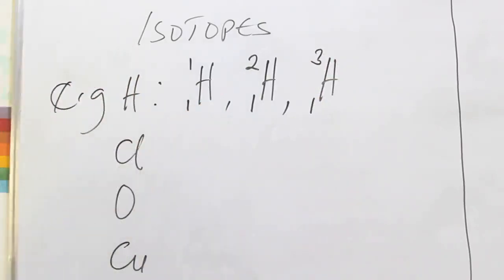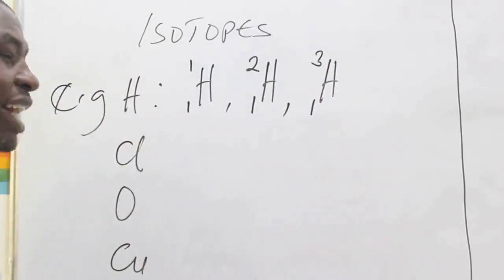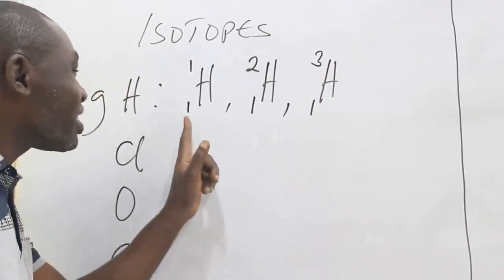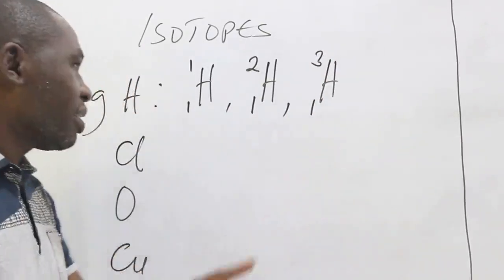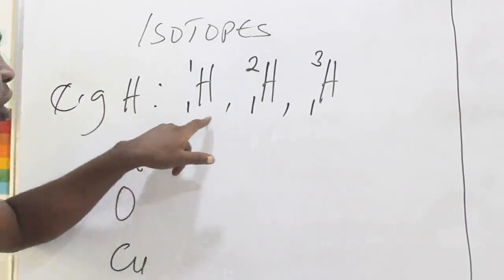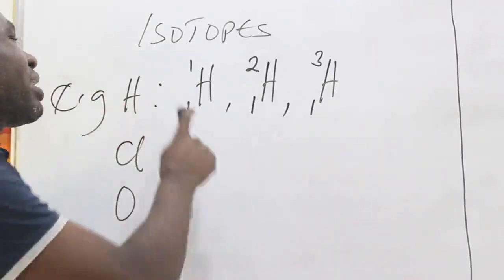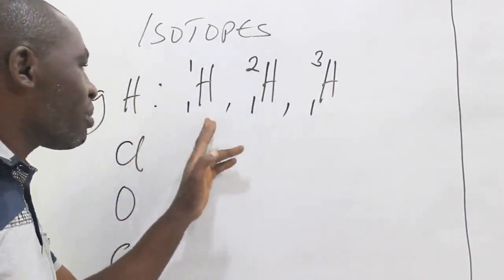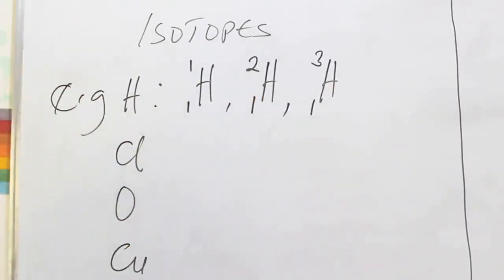All these are atoms of the same element. Why are they atoms of the same element? Because they have the same atomic number. Once you see any element with atomic number 1, it is hydrogen, no matter its mass. The atomic number tells you what the element is. So hydrogen has 3 isotopes.